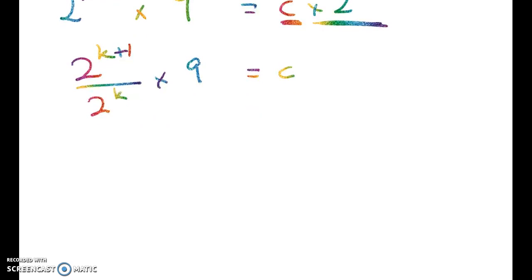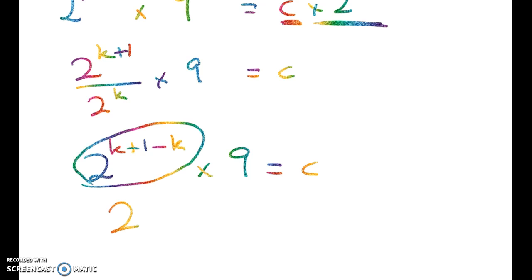Just about there. This is 2 to the k plus 1. Most of you will do this in your head. I'm going to do it more slowly. Times 9 equals C. So here, this term simplifies to just 2. So 2 9s are 18. C is equal to 18. There you go.